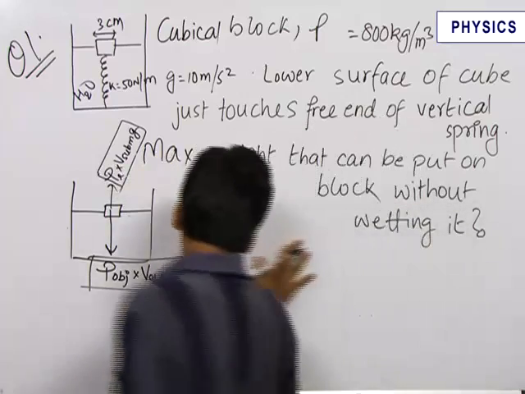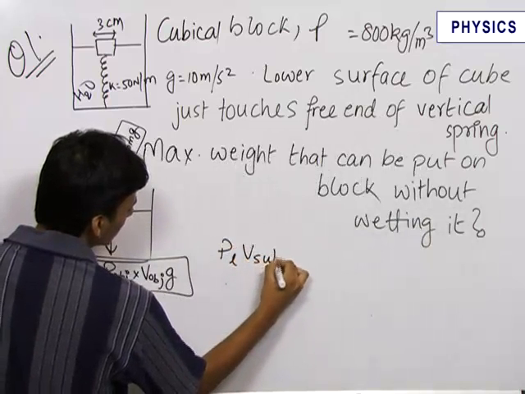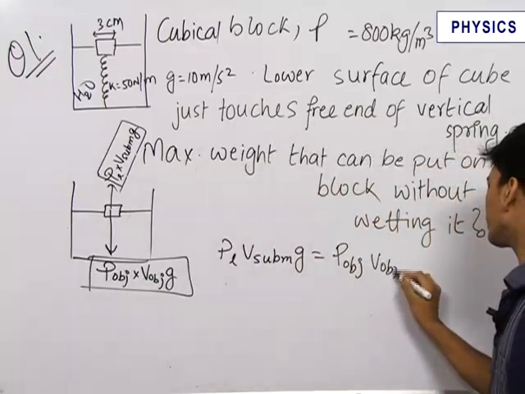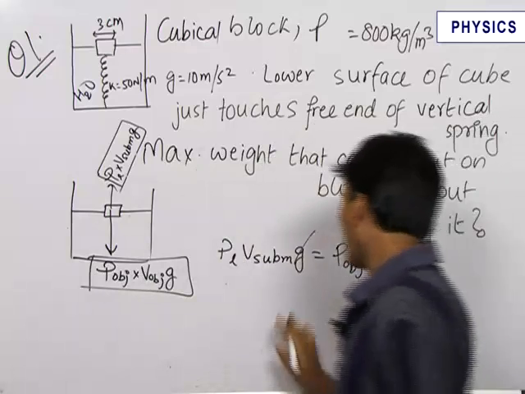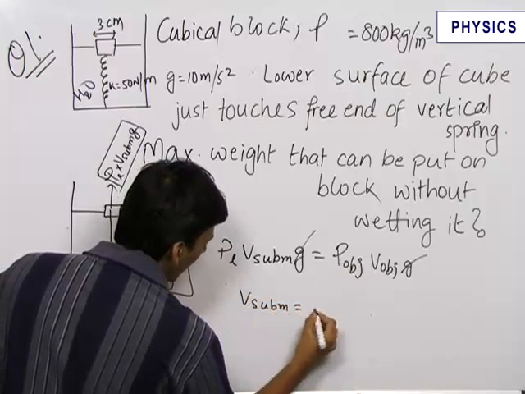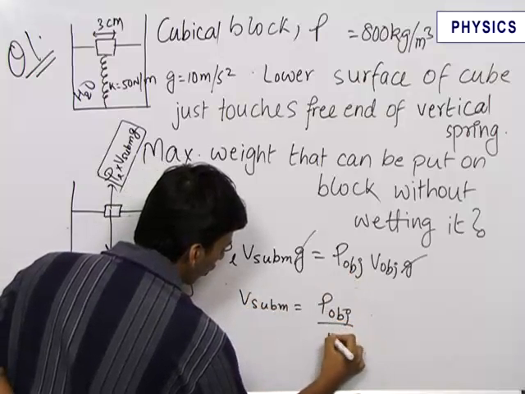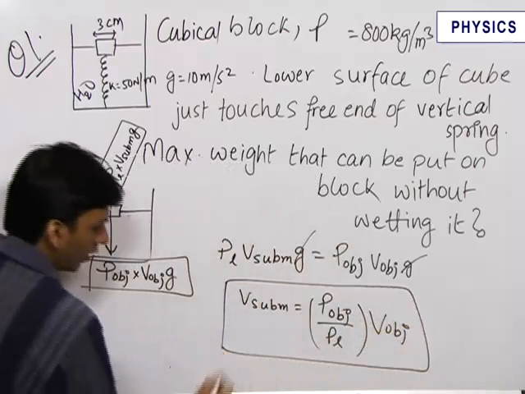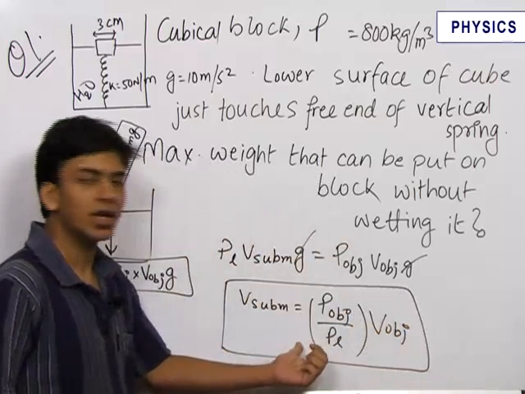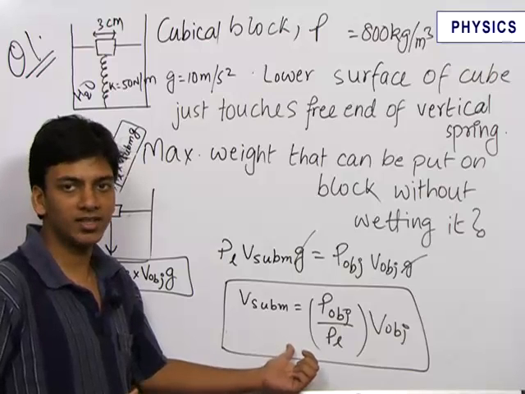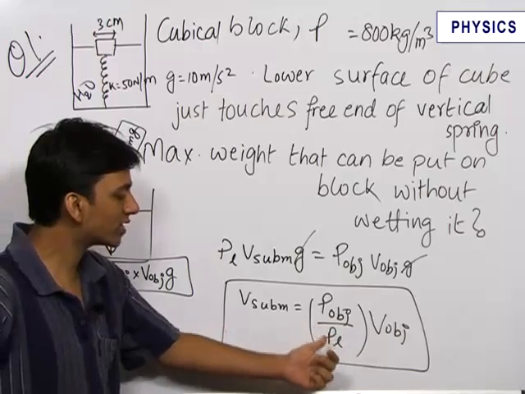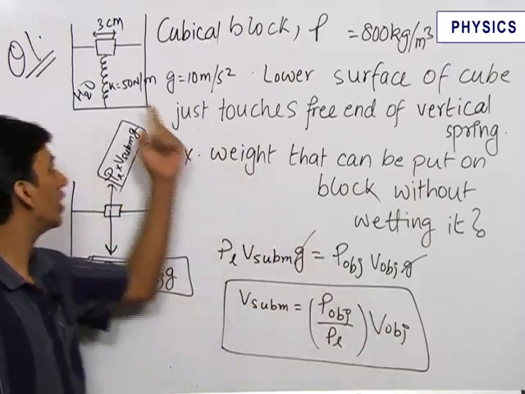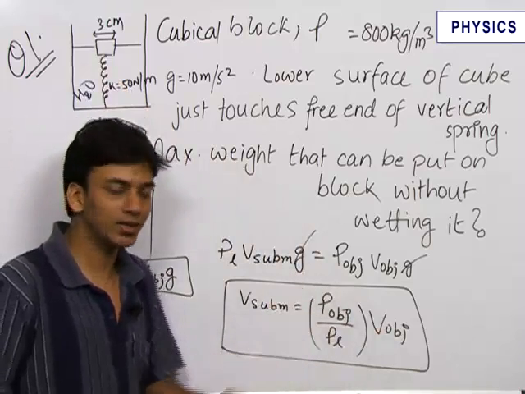Now we balance these two to get rho liquid into v submerged into g is equal to rho of the object into v of the object into g. The g cancels and we get v submerged is equal to rho object upon rho liquid into volume of the whole object. This is an important formula you should remember, and this is the case whenever the object is floating in the liquid, whether the liquid be in any situation. This is always true. Now if the density of the object is less than the density of the liquid, the volume submerged will be less than the volume of the object, that is, the object will be floating in the liquid, otherwise the object will sink in the liquid.